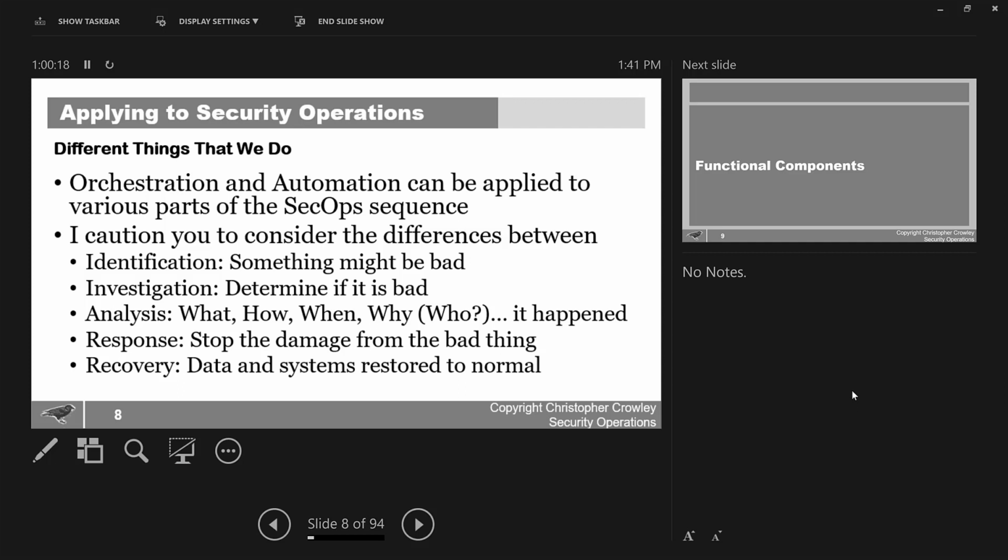So these sorts of things, as you think about what you do for your organization, I want you to start to put them in these buckets mentally. When am I investigating? When am I doing analysis? When am I doing containment? When am I helping in the process of recovery? And ask the question, should I be automating this?